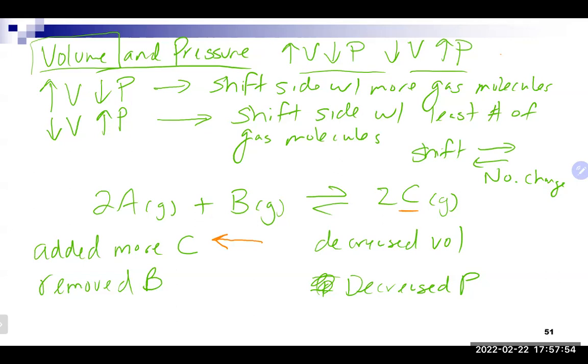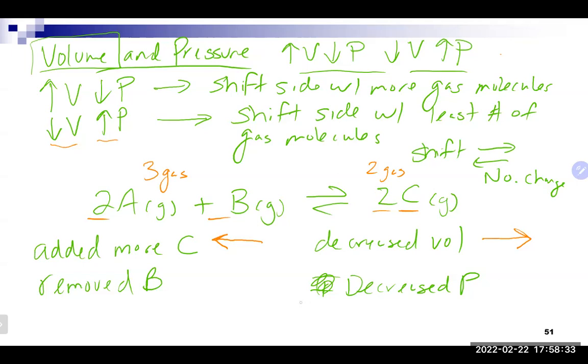Yeah, so in this case, it would be this situation. Decreasing the volume means increasing the pressure. Again, if you just focus on the volume part of it, smaller volume means we need fewer gas molecules in that case. On the left-hand side, how many gas molecules total? Yeah, 3 gas molecules. Right-hand side, 2. Again, simply count the coefficients: 2 and 1 is 3, and just 2 here gives you 2. That means we would shift to the right-hand side, as that is the side with the least number of gas molecules. Any questions on that one?